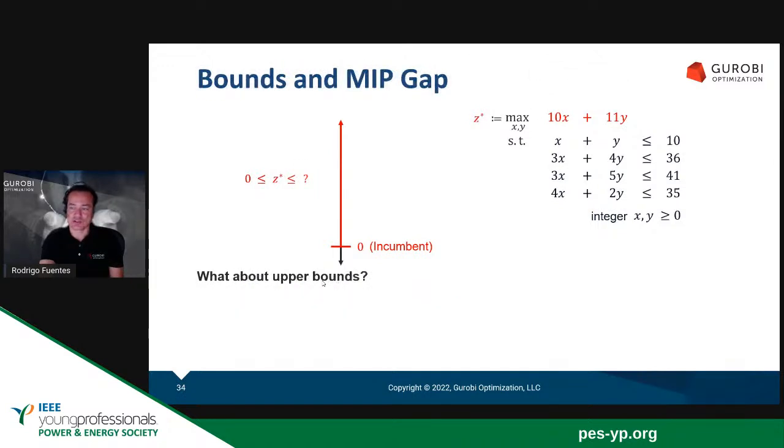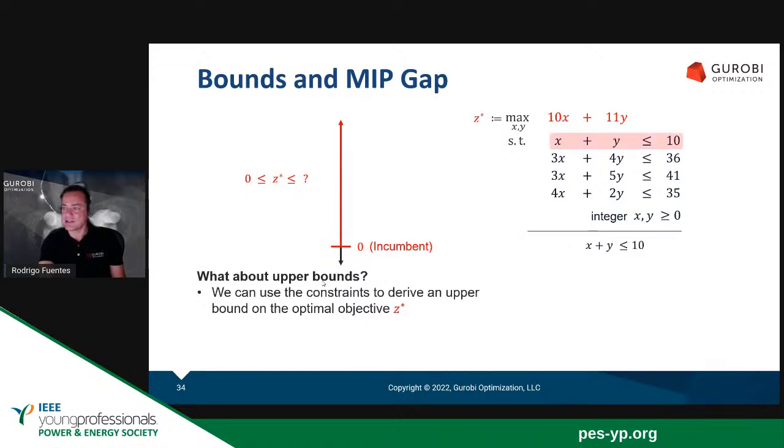Let's try to find an upper bound now. An upper bound. We'll try to find an upper bound for our objective function. And for that, we are going to use the constraints to do that. So let's take the first constraint. Let's look at it. X plus y is less than or equal to 10, right?